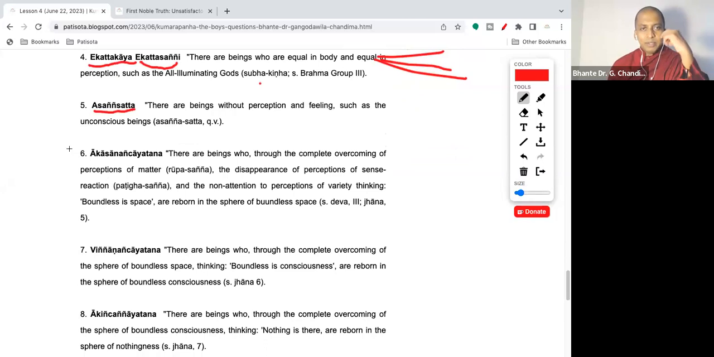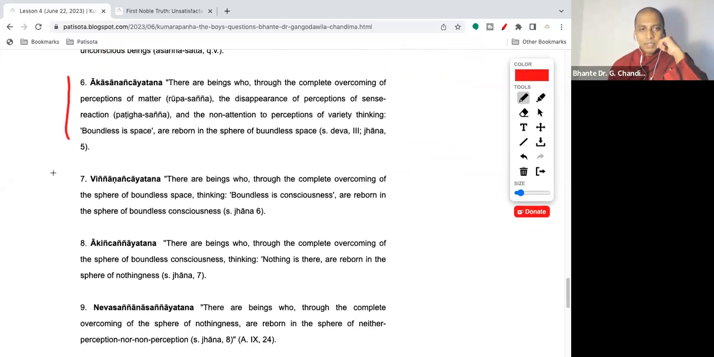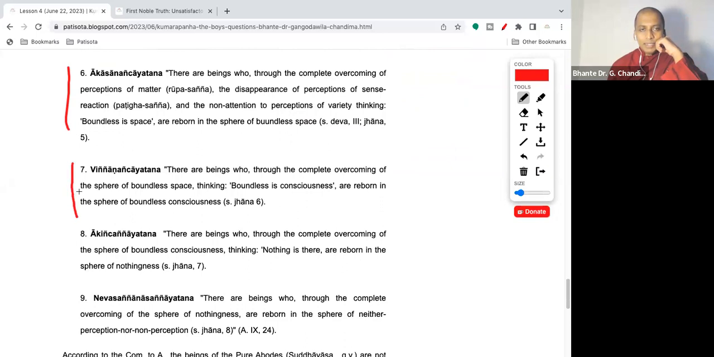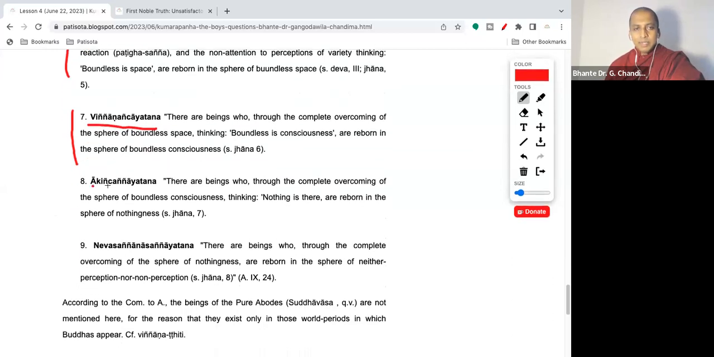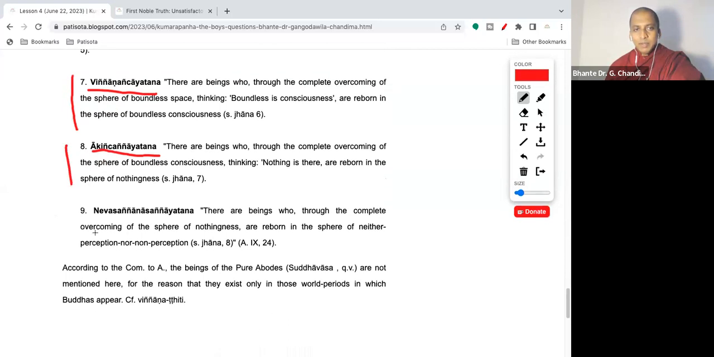Akasa, I think you know this one. This is one of the Arupavachara Dhyana. The people who practice this Dhyana are going to be reborn in the Akasananchayatana Brahma world. And then Vinyananchayatana is another jhana that when you attain it, you're going to be reborn in the Vinyananchayatana Brahma world. Akinchanyayatana is something similar. When you practice and attain Akinchanyayatana in this human world, after death, you're going to be reborn in the Akinchanyayatana Brahma world, Arupavachara.